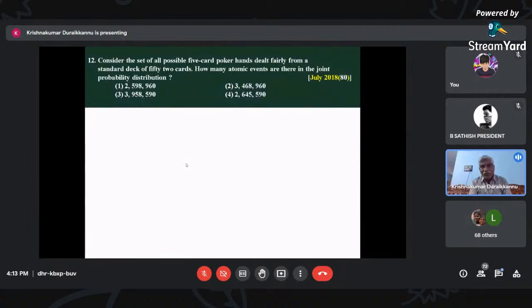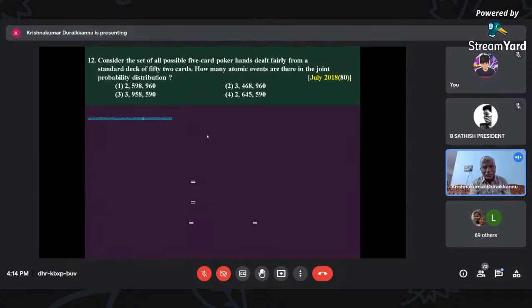Consider the set of all possible 5-card poker hands dealt fairly from the standard deck of 52 cards. We know that the deck contains 52 cards, in 4 categories: spade, club, diamond, and heart. 4 into 13, we have 52 cards. How many atomic events are there in the joint probability distribution? The given numbers were 25,98,960 and so on. Whatever value is given, we can choose one of them by applying this formula.